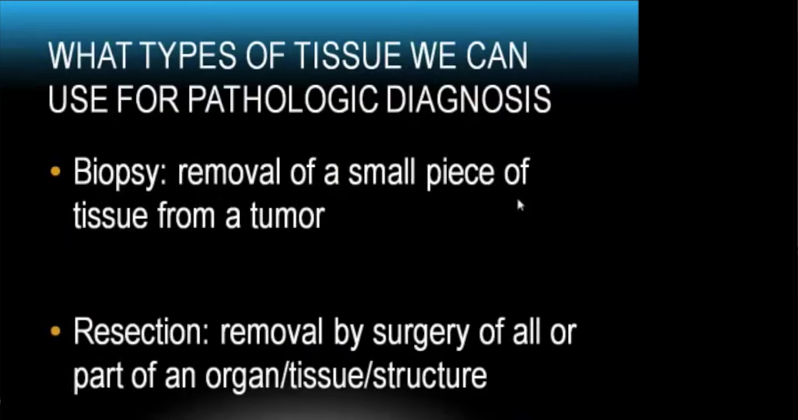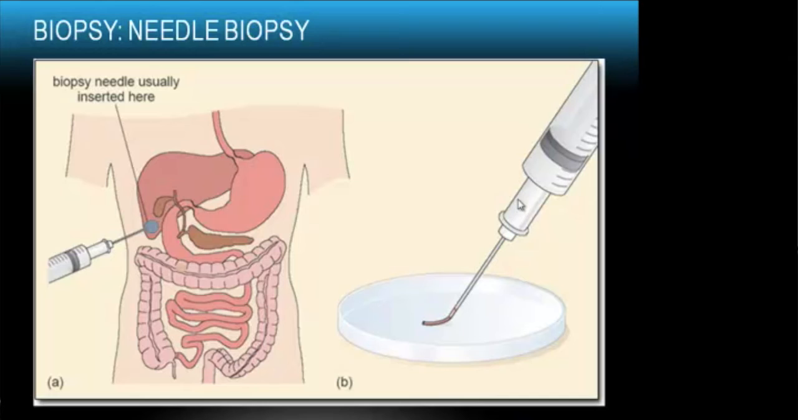So what type of tissue can we use for pathology diagnosis? As most of you already know, we can either use a biopsy to make a diagnosis, or we can use a resection specimen. A biopsy is achieved by removal of a small piece of tissue from the tumor. A resection is done by surgical removal of all or part of an organ, tissue, or structure, including the tumor. Most biopsies are done by a needle, so we call it needle biopsy.